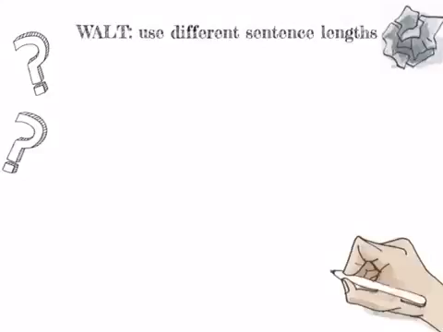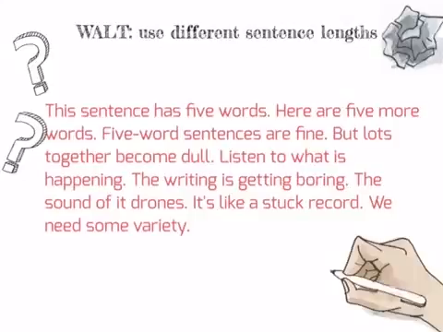We want to make sure that we're not using all short sentences or all really long sentences. Okay, so we're going to look at a few examples together. Here's an example of a piece of writing that has sentences that are all exactly the same length. I'm going to read it out loud and you have a little bit of a listen to see what it sounds like when you don't vary the sentence lengths.